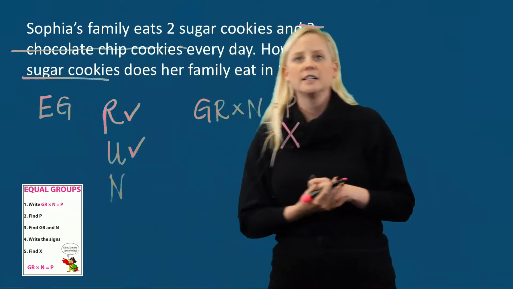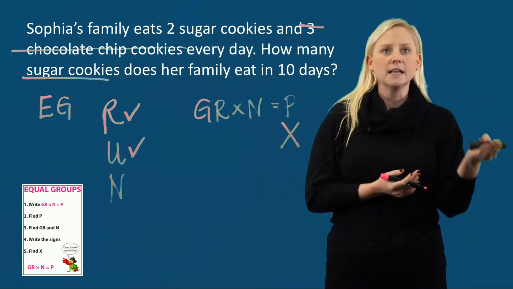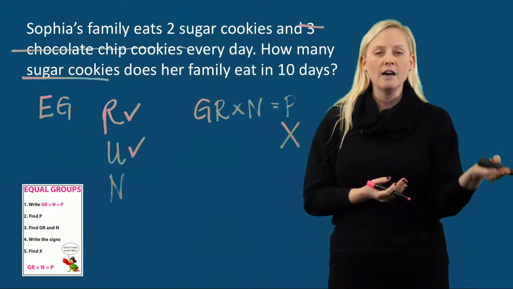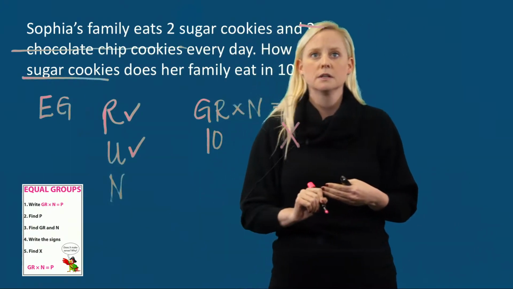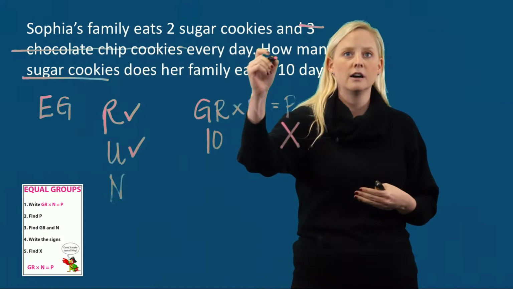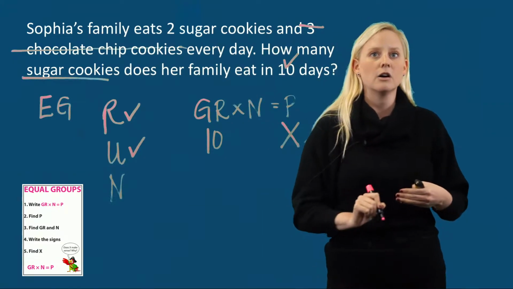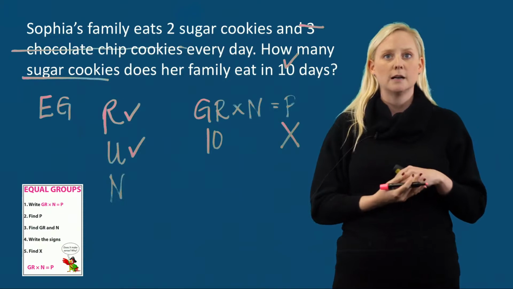Step 3 is to find GR and N. The groups is how many groups we have. We have 10 days. Those 10 days act as the number of groups. So I'm going to write 10 under GR, and I'm going to cross off that 10 to let me know I've already used that number.